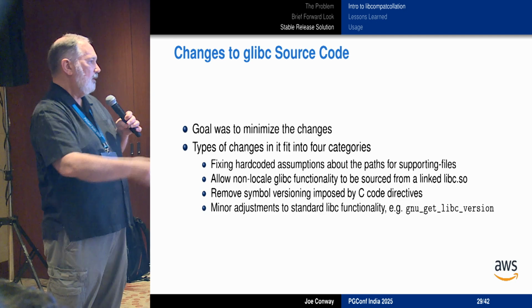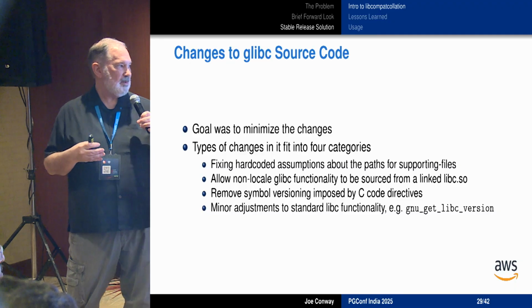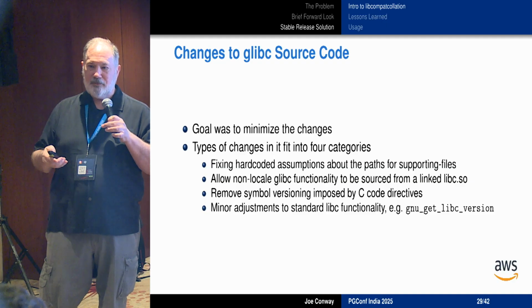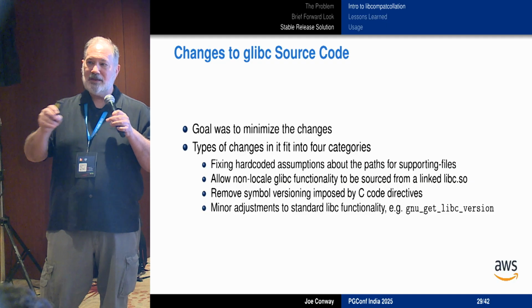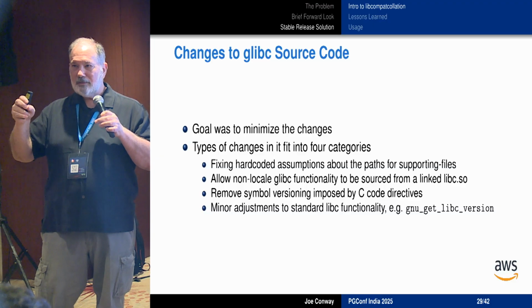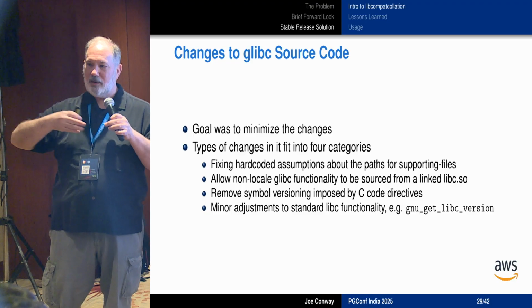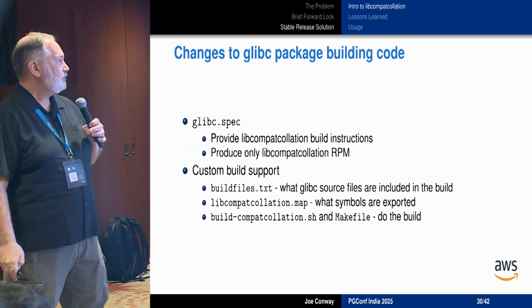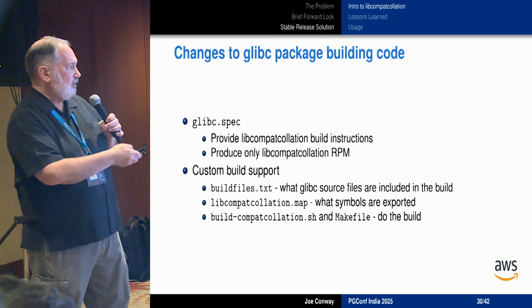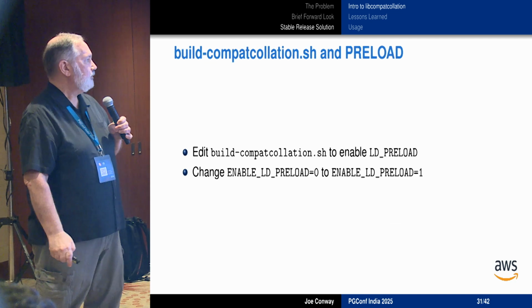And then finally, the only real substantive change is that the function that provides the version number out of libc was modified so that it would show not just 2.17, it'll show 2.17-326.el7. So it specifies exactly where this collation is coming from. We had to change the spec file and provide some custom build support in order to build this thing.